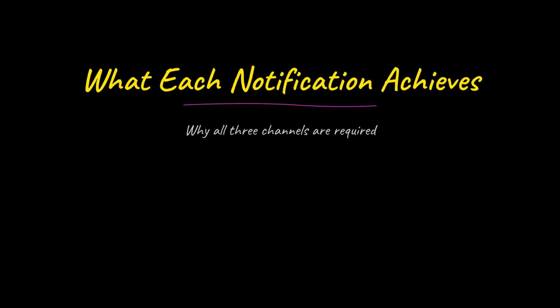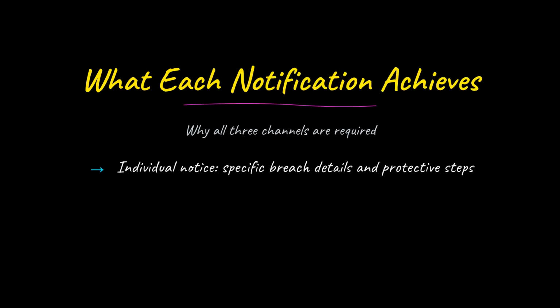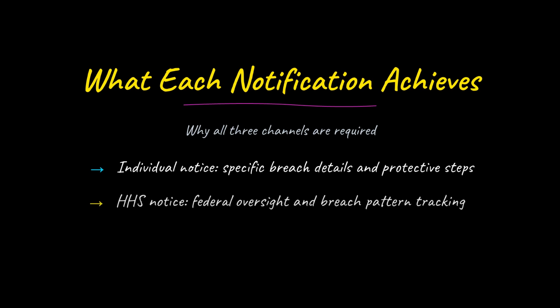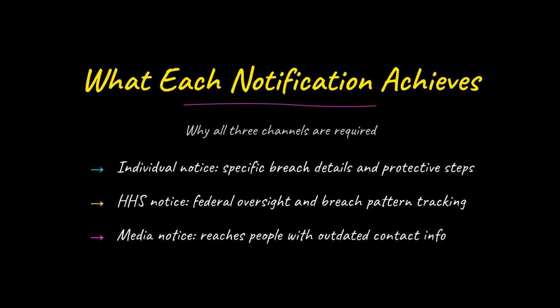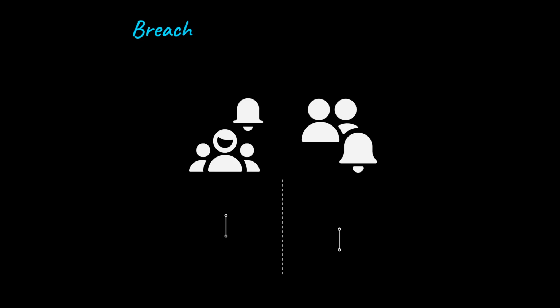Each channel serves a distinct purpose. Individual notice tells each person what was exposed and what to do, such as credit monitoring. HHS notification supports federal oversight and aggregates breach data. Media notification reaches affected individuals whose contact information may no longer be current.